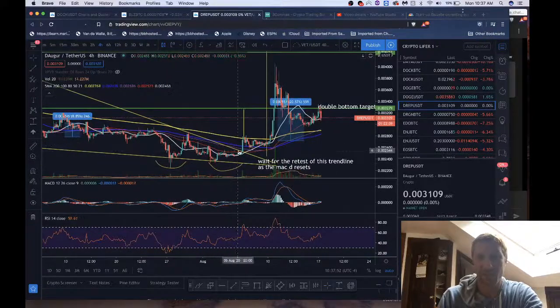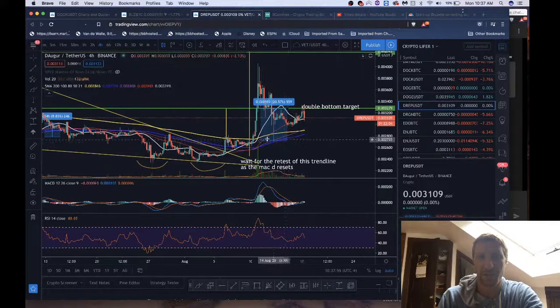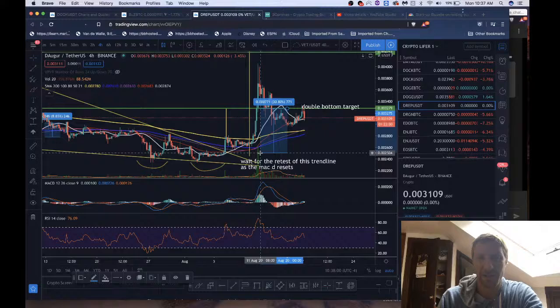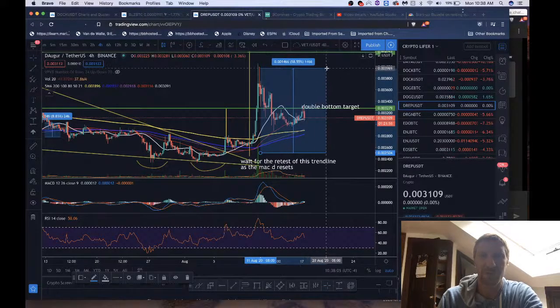Basically told you guys to get into DREP right here, wait for the retest of this trend line. If you had taken any of my advice on that DREP call, I showed you a double bottom. I basically was putting you guys in here. You'd be up, even right now after the pullback, you'd be up 24%. If you wrote it up, you'd be up 60%.